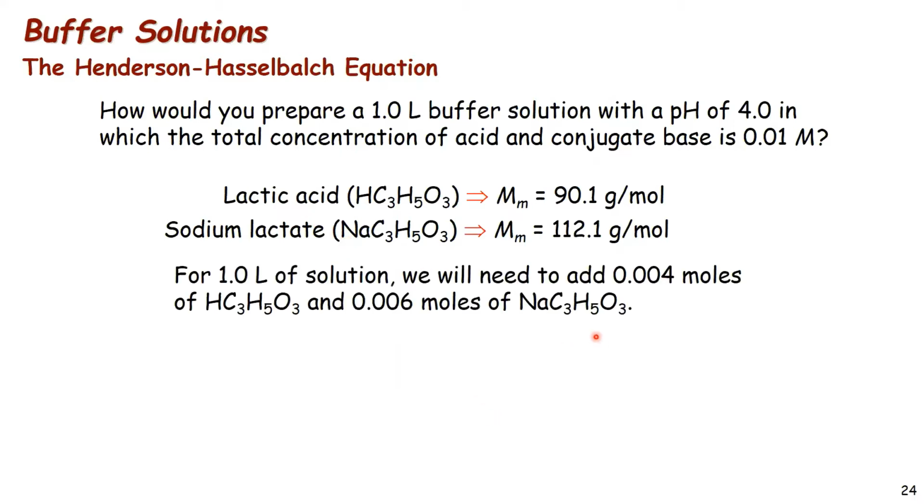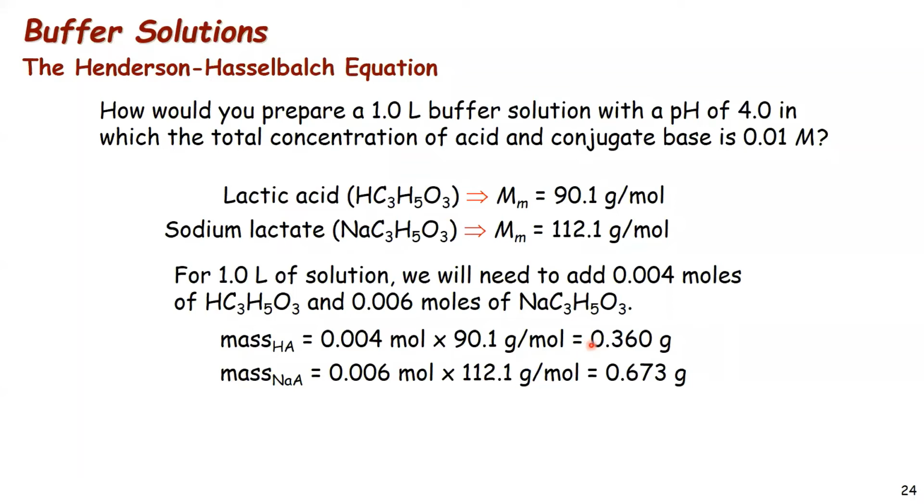Okay, so we now have the number of moles, or the molarity. We're making 1 liter of solution, right? So the molarity is the same as the number of moles. We know how many moles of each. We need 0.004 moles of the lactic acid and 0.006 moles of the sodium lactate. So for the mass, we take the moles of the acid times the molar mass of the acid, and that tells us the mass of the acid that we need. We'll do the same thing with the base. We take the sodium lactate, we need 0.006 moles, multiply it by the molar mass of the sodium lactate, and that tells us we need 0.67 grams of the sodium lactate.